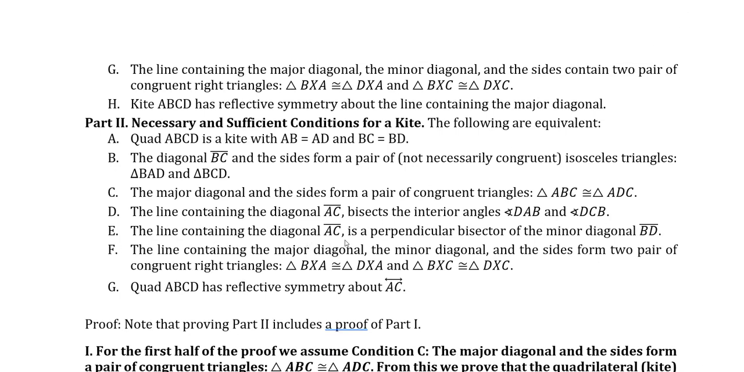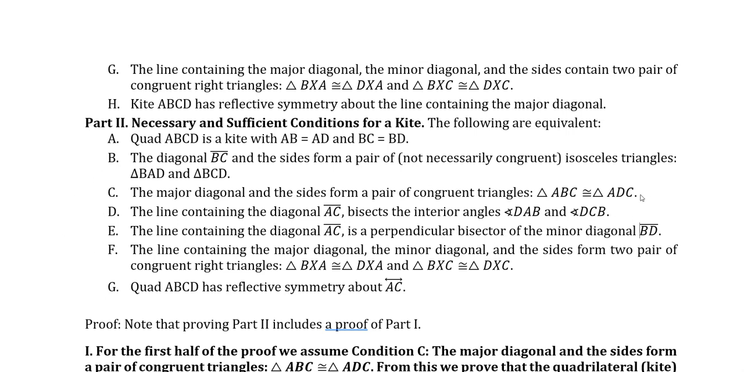The line containing the diagonal AC is a perpendicular bisector of the minor diagonal BD. The line containing the major diagonal, the minor diagonal, and the sides form two pairs of congruent right triangles. And then quad ABCD has reflected symmetry. So if it has any one of these sets of properties A through G, it has all of them.